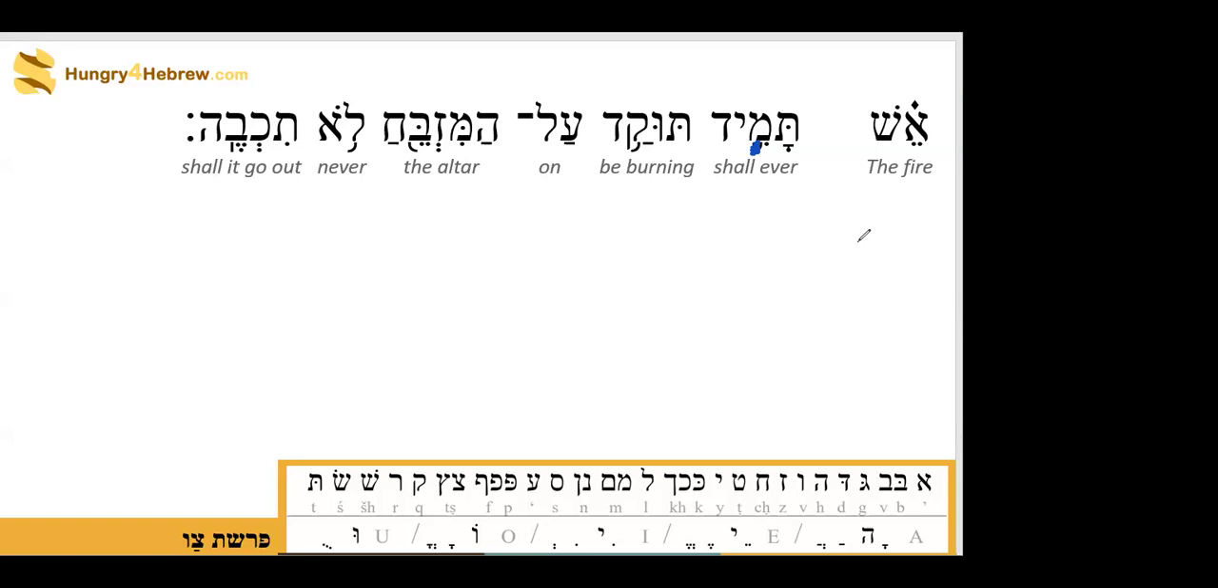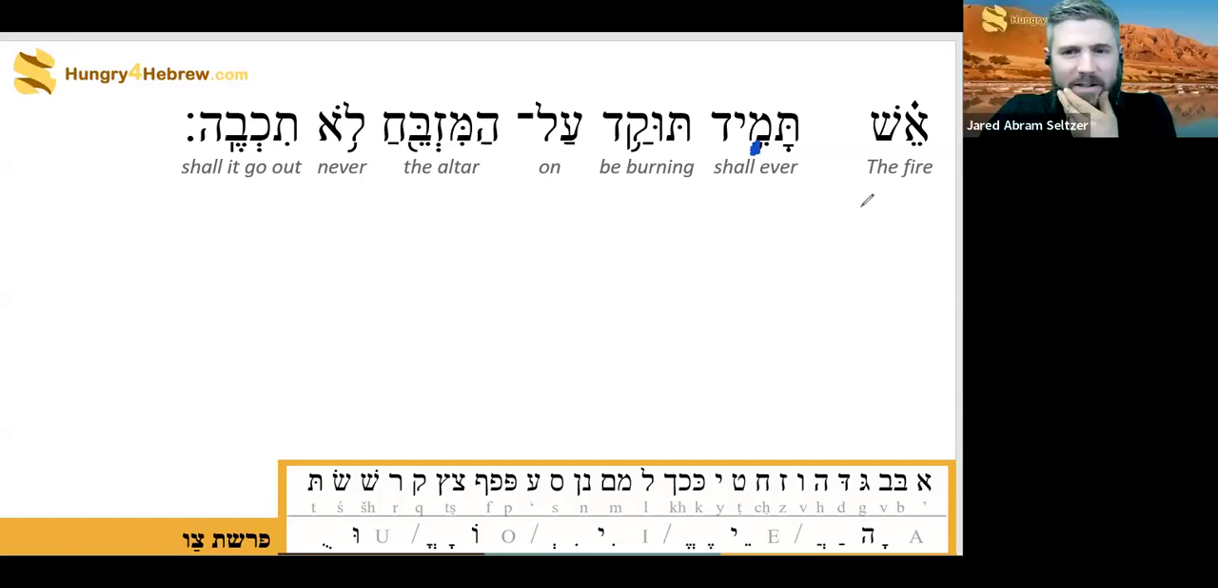Odd? Where's the "the" in the fire? Where it says what fire? It's not there. But we were just talking about the fire. So in the context, it wouldn't make sense to be like the fire, the fire, the fire, and then all of a sudden a fire.